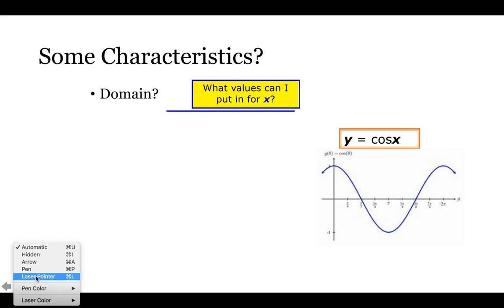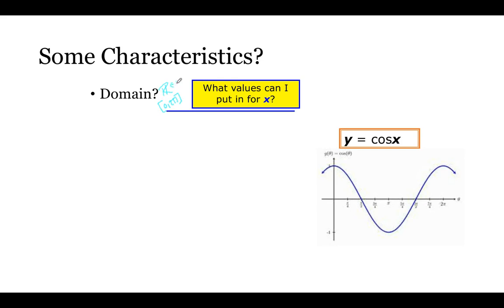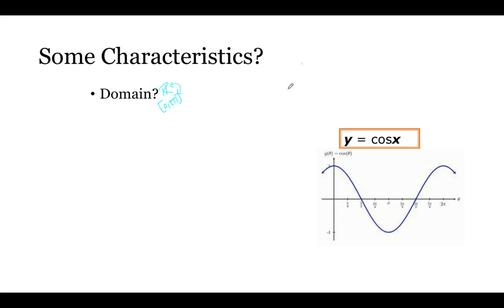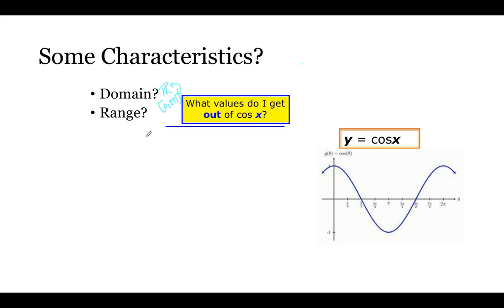What's the domain of this? Technically, it's all real numbers again, right? If we just wanted to look at that one rotation that we graphed, it would just be from 0 to 2 pi then, right? It kind of just depends on what the question's asking. What's the range? Well, again, the range is from -1 to 1.